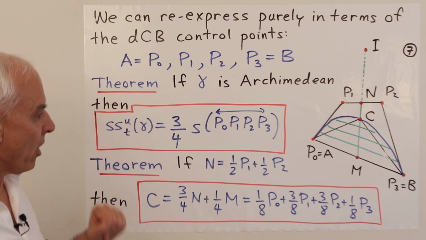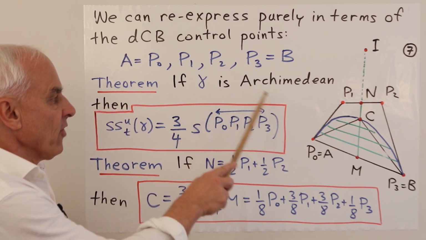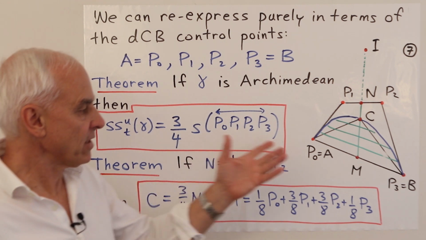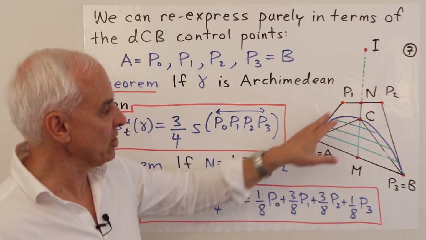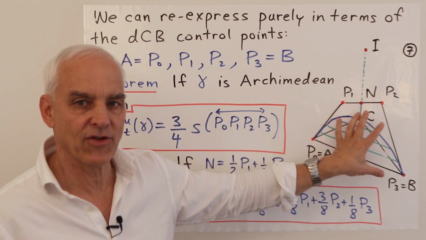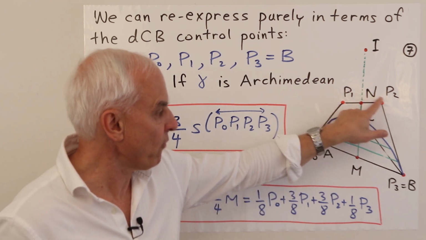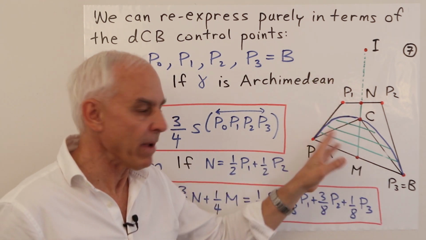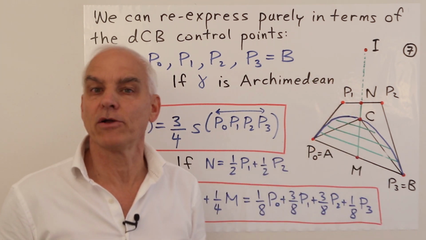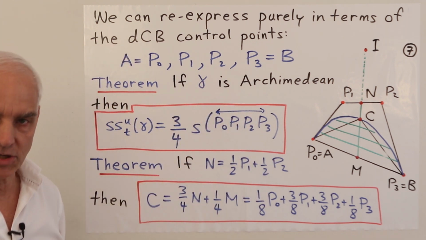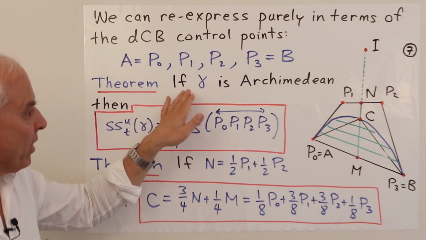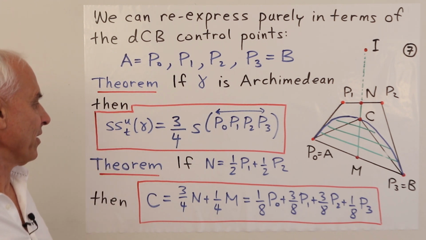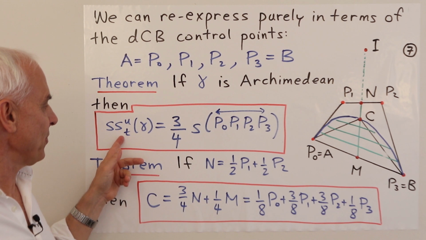So the theorem now is that if gamma is Archimedean, and I remind you that that condition can be expressed just in terms of areas associated to this quadrilateral formed by these 4 control points. We don't have to look at infinity. We can just look at some areas and make some relatively easy calculations to determine exactly when this condition is happening. So if we have gamma Archimedean, then we have another formula for the sine slice area of the curve.